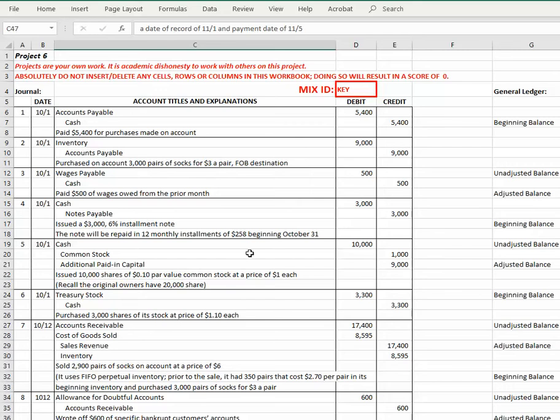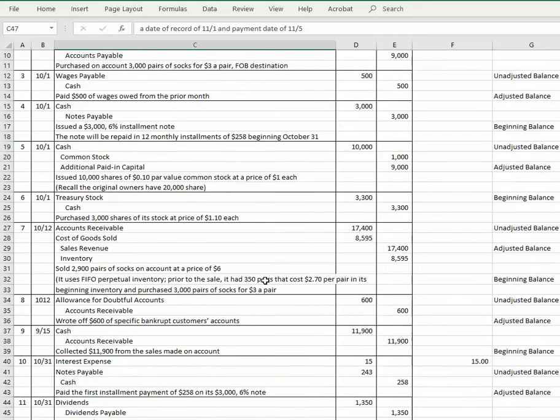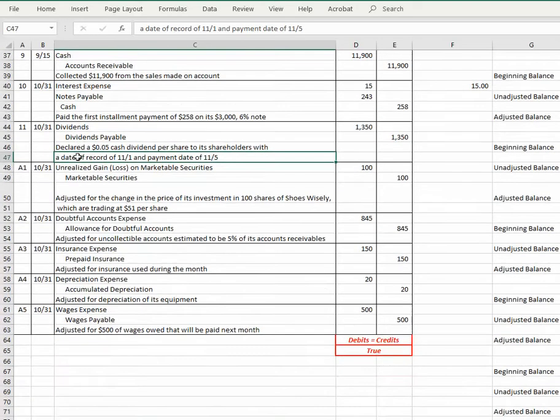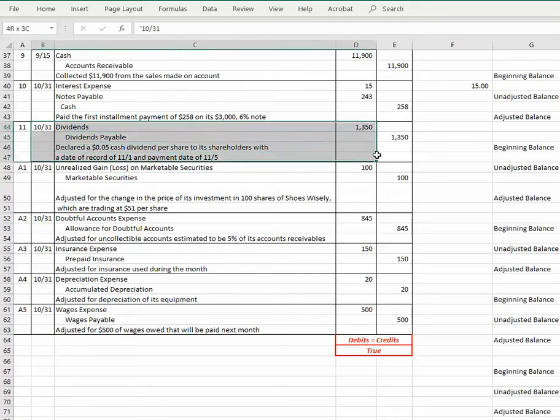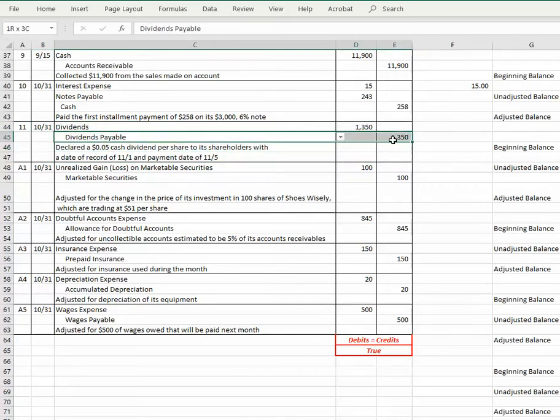I'm going to talk about dividends using the stock market example from your textbook. This company has declared a dividend on October 31. It's a 5-cent dividend. At the time it makes the announcement, they refer to this as the declaration date, which is October 31. It has an obligation. So they have to credit dividends payable and debit dividends.